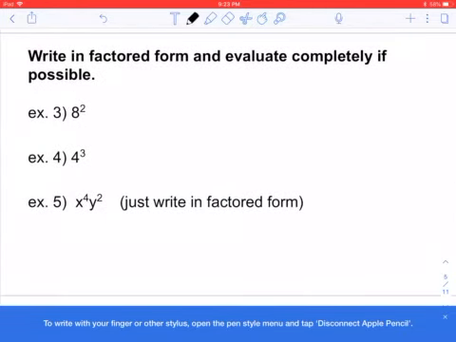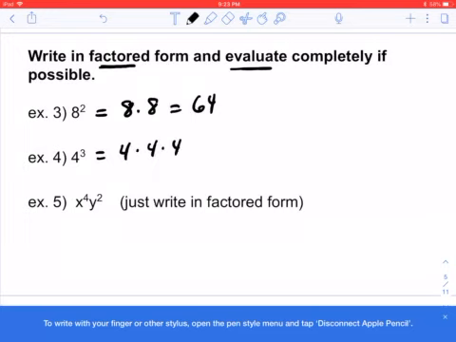Okay, so let's take a look at writing these in factored form. That means writing them out as a multiplication problem and then working them out, or evaluating them completely if we can. So 8 to the second is just going to be 8 times 8, which is 64. Again, pause in between here if you want to try them on your own. 4 to the third is 4 times 4 times 4, which means we've got 16 times 4, which comes out to 64 also.